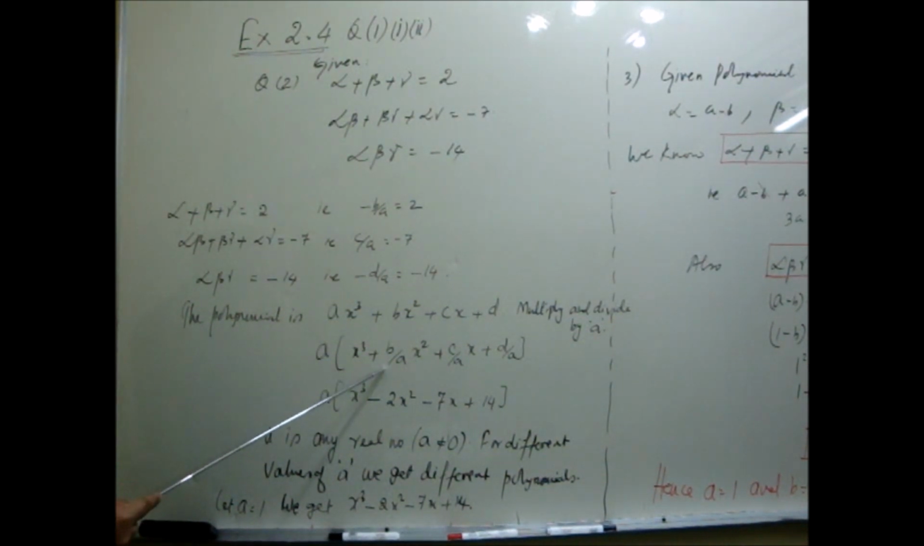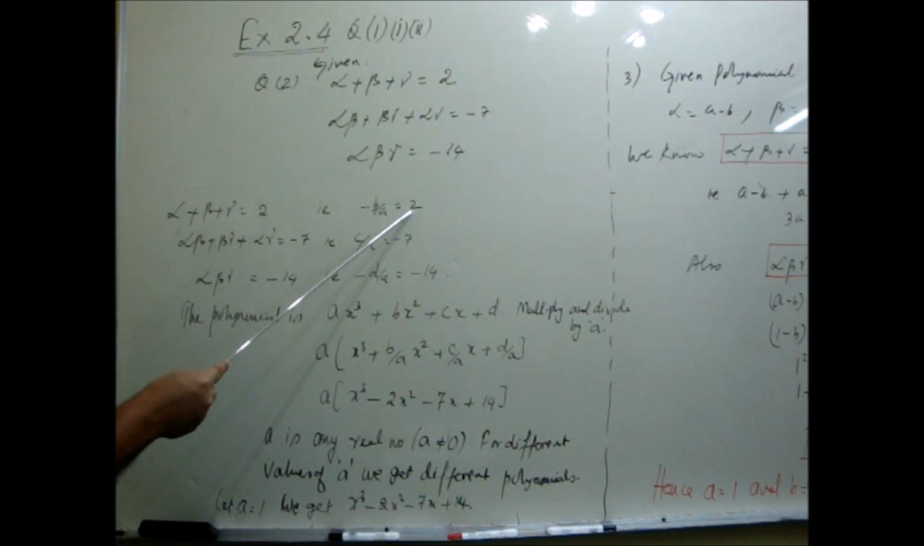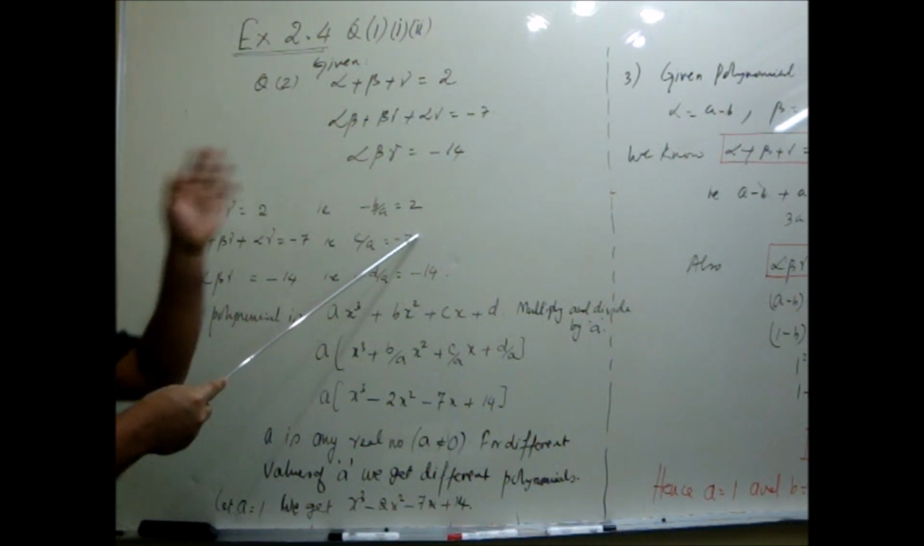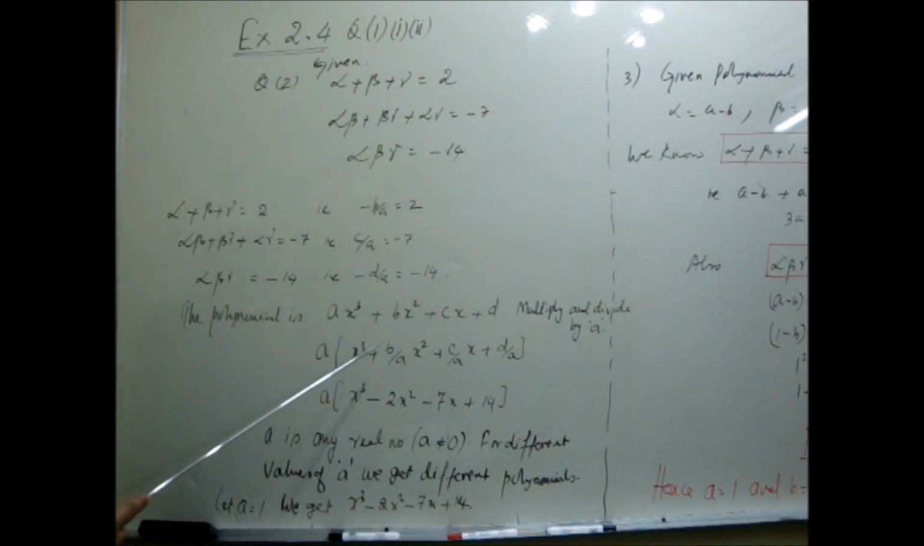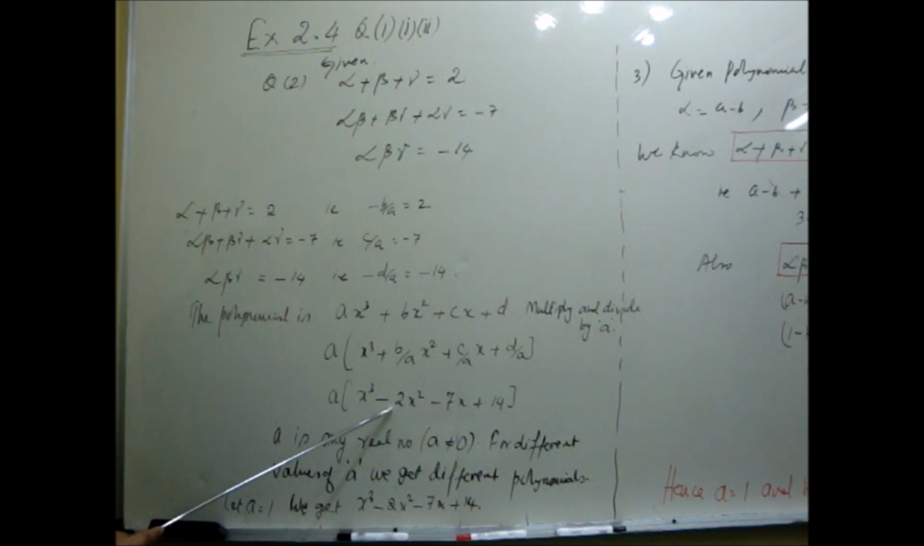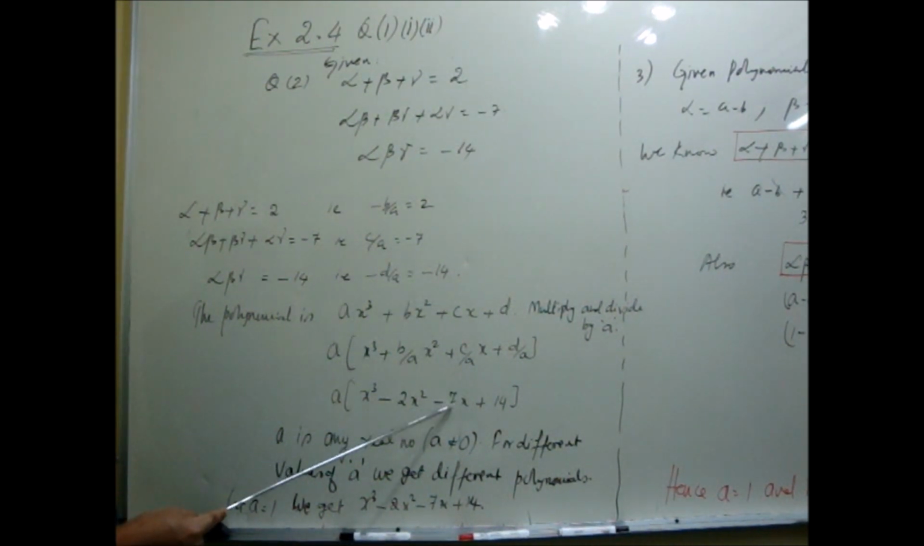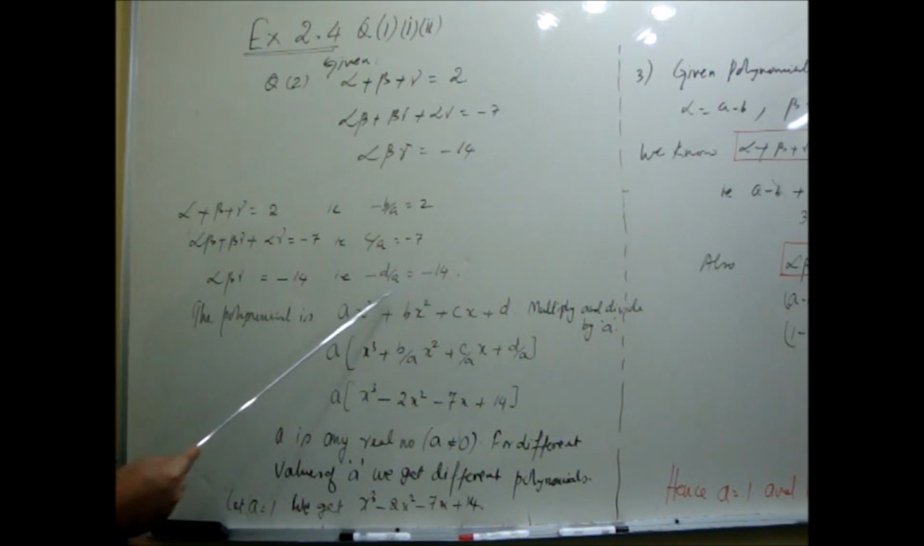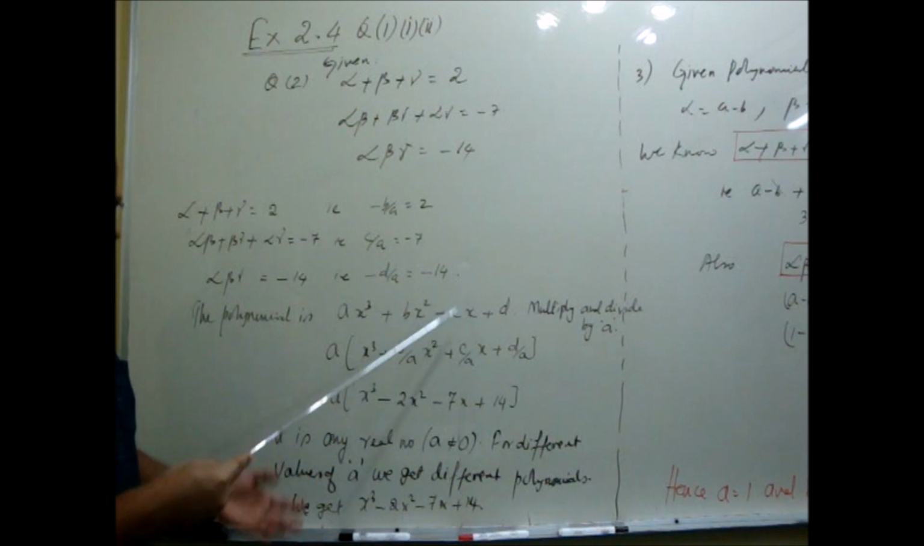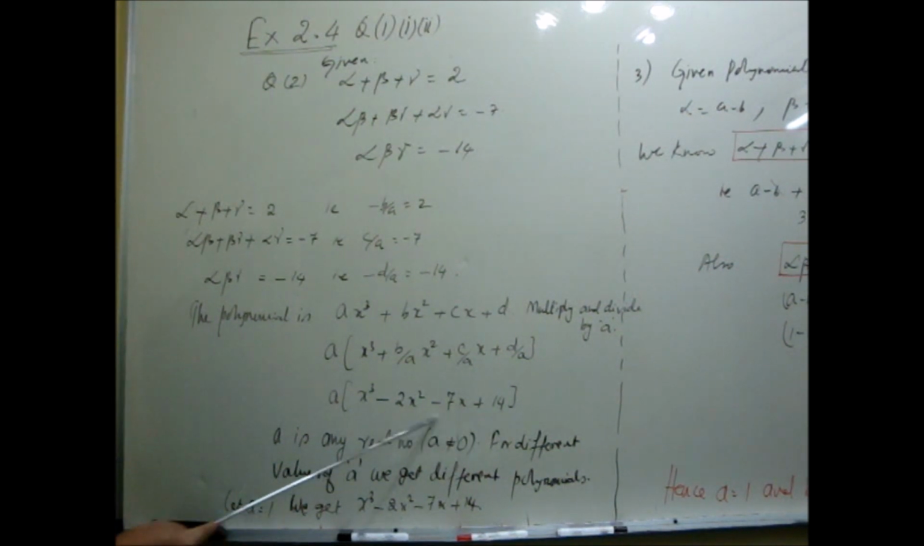If you want b by a, you have here minus b by a is 2. So what is b by a? Minus 2. Change the sign. So b by a becomes minus 2. So here write minus 2. Your c by a is already there, directly minus 7 right here. Minus d by a is minus 14. So d by a is plus 14. That you write here. So you got this polynomial.